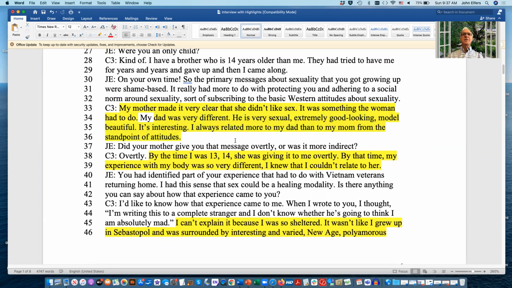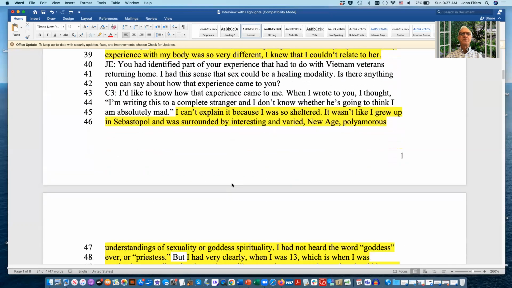So here I want to separate these two. I don't want to make this one paragraph a meaning unit because one relates to the mother, one kind of message, the father another. Again, I'm taking it down to the most basic units I can. By the time I was 13, 14, she was giving it to me overtly. By that time, my experience with my body was so very different. I knew I couldn't relate to her. So this is really looking at body experience. That's another meaning unit here.